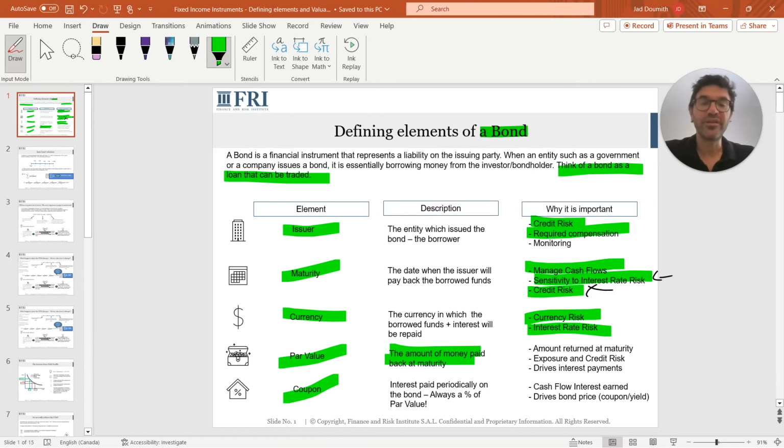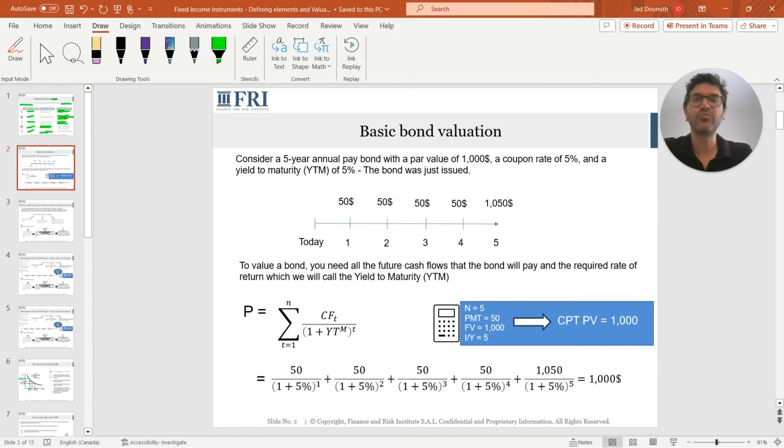The coupon rate is the interest rate that is periodically paid on the bond. It's also of paramount importance that you remember that the coupon is always a percentage of par value. So irrespective of how much you paid to acquire the bond, if the coupon is 5%, it's always 5% of par value. Now, with that in mind, let's move on to basic bond valuation.